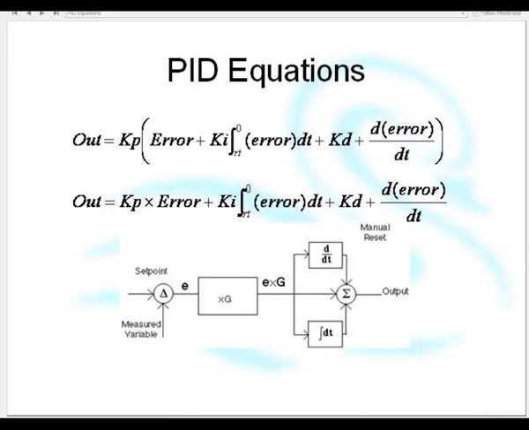The equations that Lagrange came up with were these. There are 2 versions of the PID equation, what's called the parallel version and what's called the series version. The top one is the parallel version. The diagram below explains that. And the bottom one is the series equation. These are the equations that Lagrange came up with.